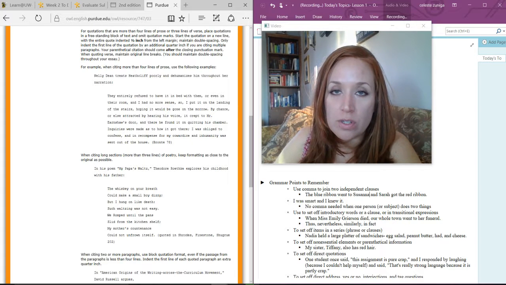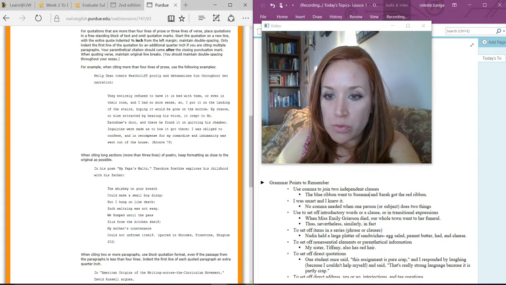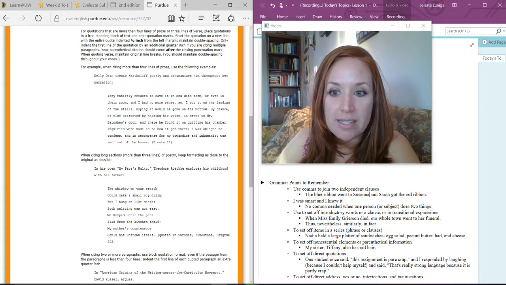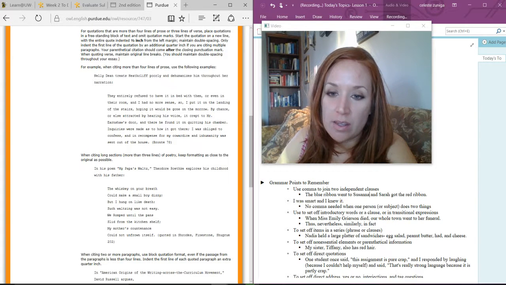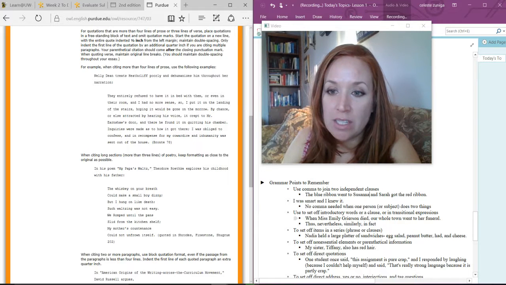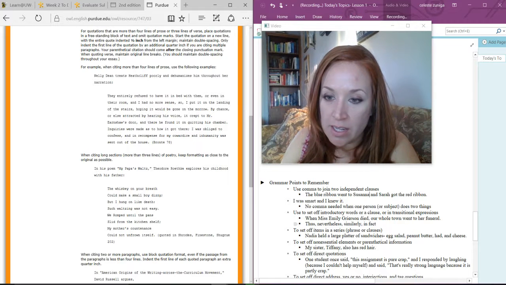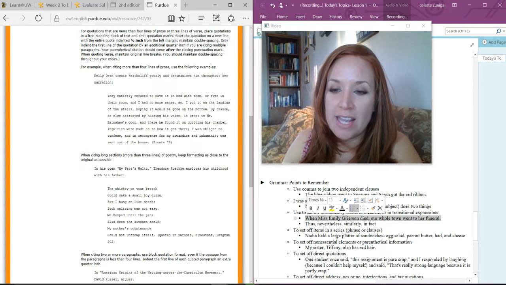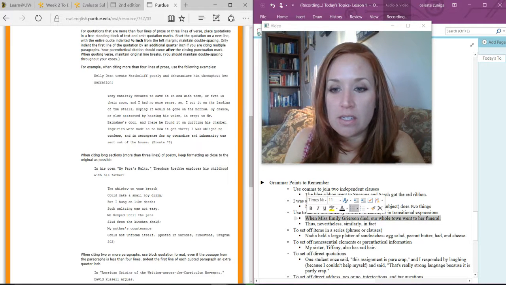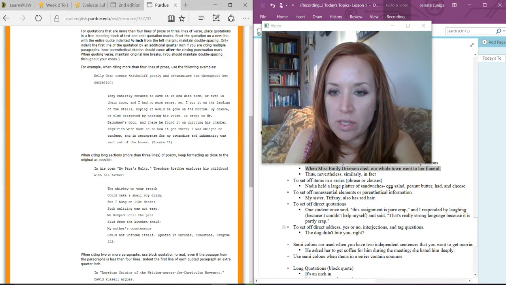Words like however, therefore, thus, nevertheless, in fact, are all transition words that help you understand how one thing is playing into the whole. Introductory words or a clause is something like, for the example I have here, when Emily Gregerson died, comma, our whole town went to the funeral. So it's kind of like you could take that part out and the sentence would still stand, but it's just like a little bit of an introduction. These are my favorite to do. I do them a lot when I write.